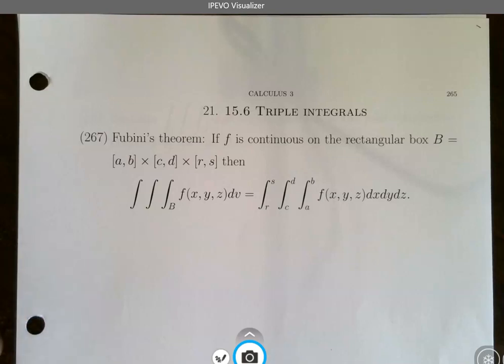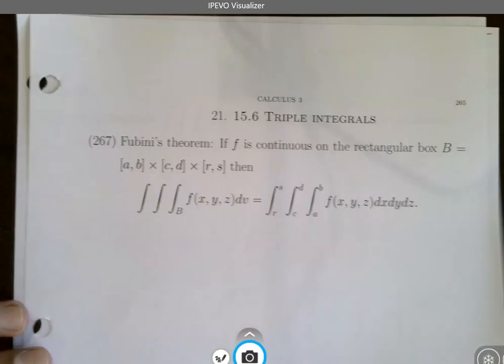Hello everyone. Today we are going to discuss section 15.6 on triple integrals. Remember, we are done with double integrals over rectangles, double integrals over general regions, double integrals using polar coordinates, and surface area, and now we are working on triple integrals. Just a little introduction.